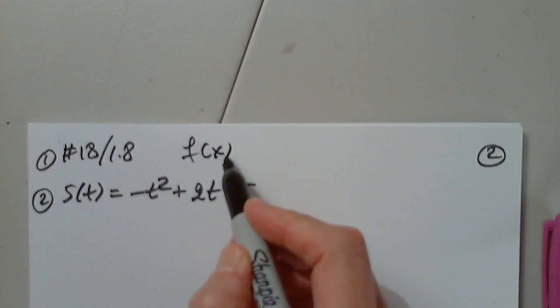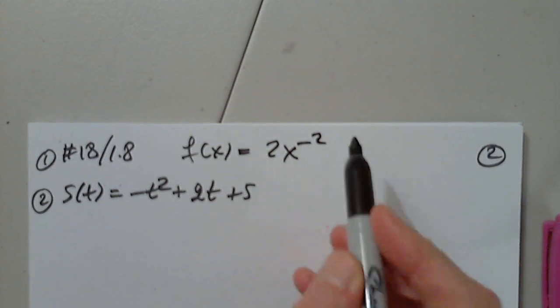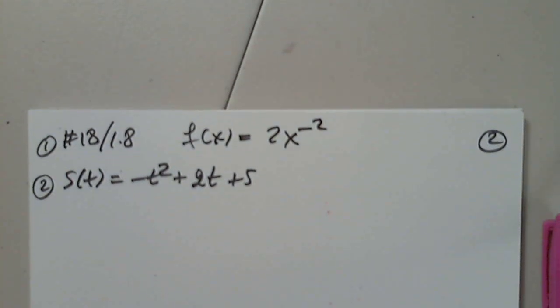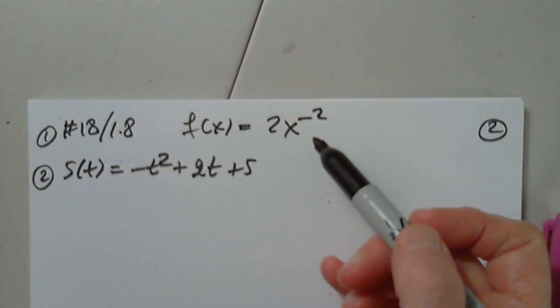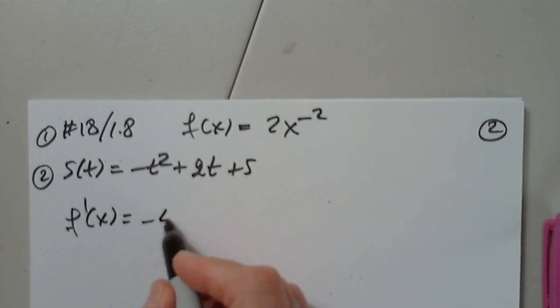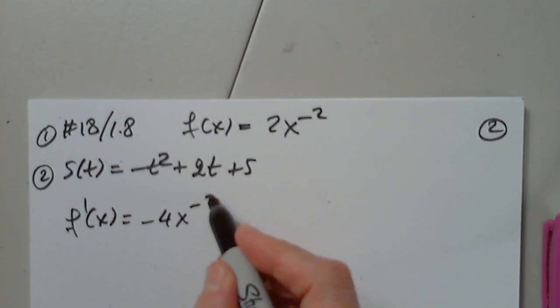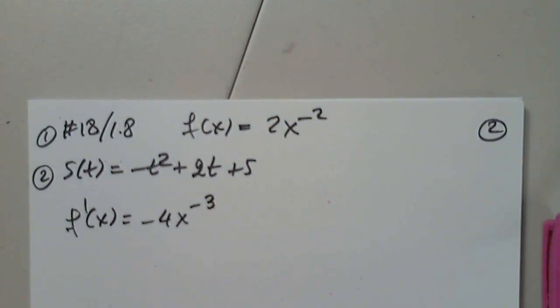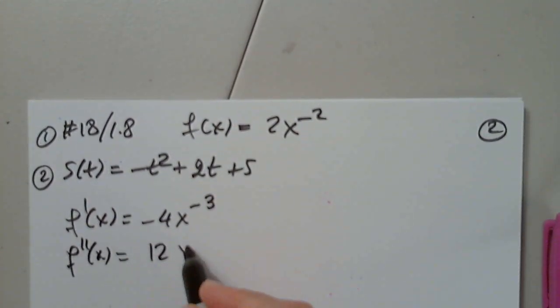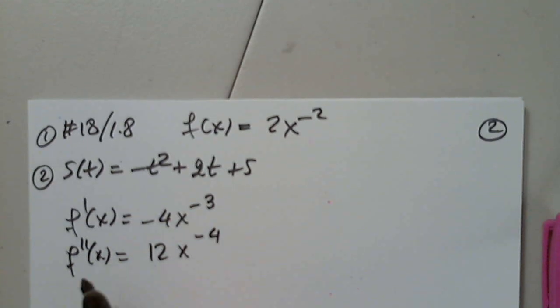So we have f of x equals 2x to the negative 2, and it's asking us to find the second derivative. Okay, so let's start with this. So f prime of x, bring down negative 2, so negative 4x to the negative 3, subtract 1 from the power. The second derivative, bring down negative 3, 12, subtract 1 from the power.